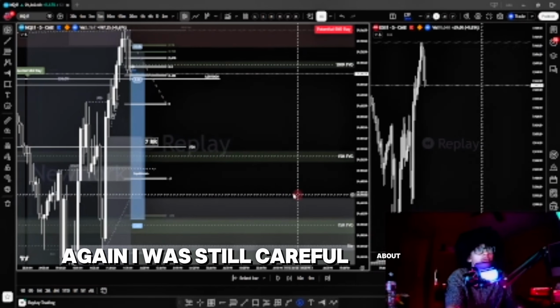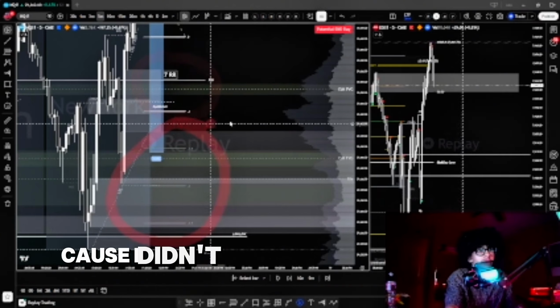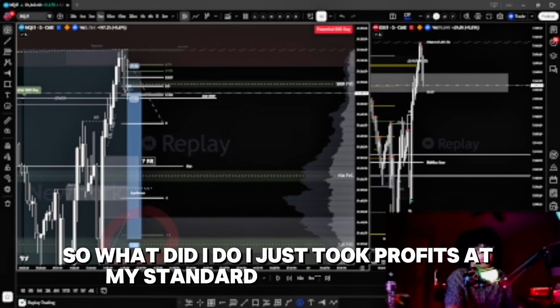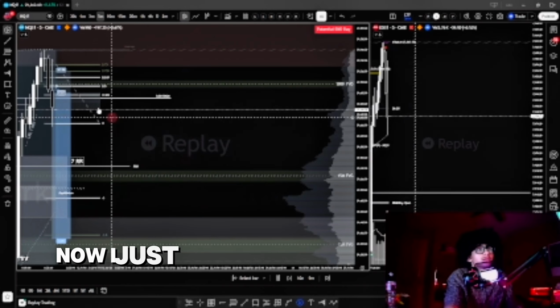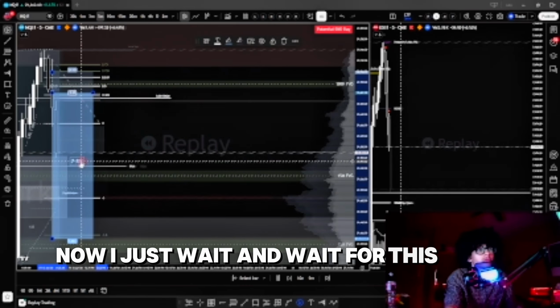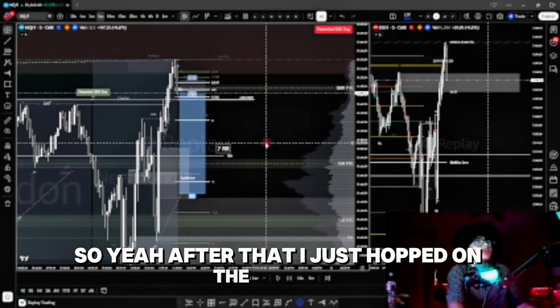Again, I was still careful about this 15 minute IFVG, and I was really scared of this 1 hour gap because I didn't know if you were going to disrespect it or respect it. So what did I do? I just took profits at my standard deviation levels. Now I just wait for it to bank. So yeah, after that I just hopped on the 5 minute.